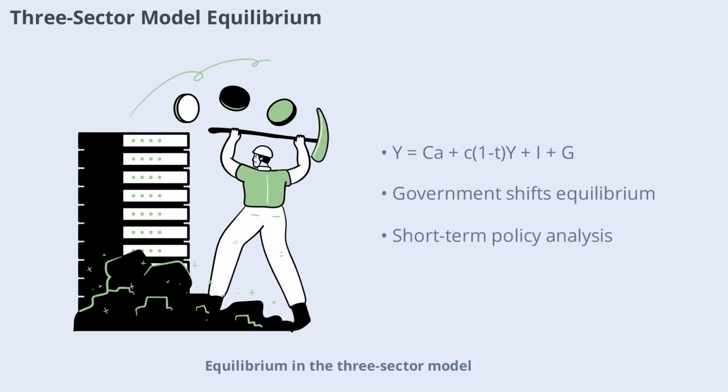Equilibrium in the three-sector model occurs when aggregate demand equals output, considering government activity. The equation becomes Y equals Ca plus C(1-T)Y plus I plus G, where T is the tax rate. Changes in government spending or taxes shift the equilibrium, affecting output and employment. This model is widely used to analyze fiscal policy's short-term effects and to forecast the impact of budget decisions.